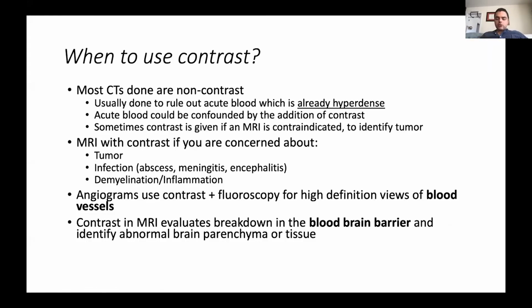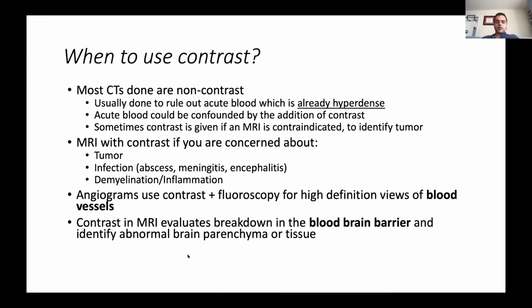So when do you use contrast? We talked about it a little bit in the last couple slides. For CTs, you don't really use it. It's almost always going to be non-contrast, but a time that you might need it is if someone can't get an MRI and you have concern for a tumor or an abscess, you can identify that with a CT contrast. It'll give you better definition because contrast in both cases identifies breakdowns in the blood-brain barrier. So things like tumor, like abscess, traumas will show that very well.